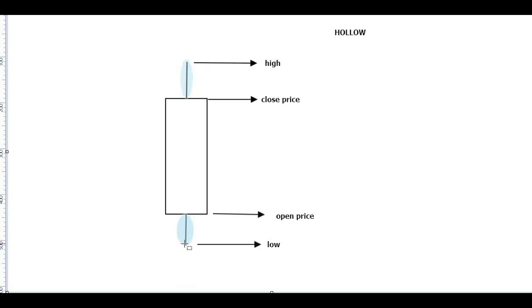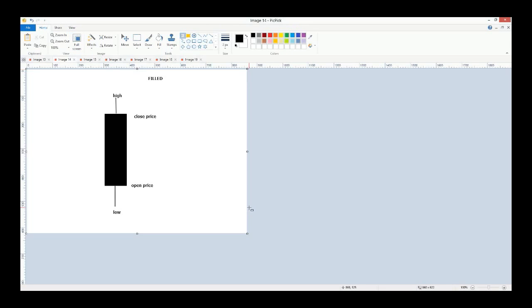As we said, if the price closes higher than the opening price, a hollow candlestick is drawn, and the bottom of the body represents the opening price, and the top of the body represents the closing price. We also have the filled candlestick, where the open price is above the close price, so the top of the real body represents the open price and the bottom represents the close price. Again, we have the lines above and below, the top of the upper shadow is the high price, and the bottom of the lower shadow is the low price.